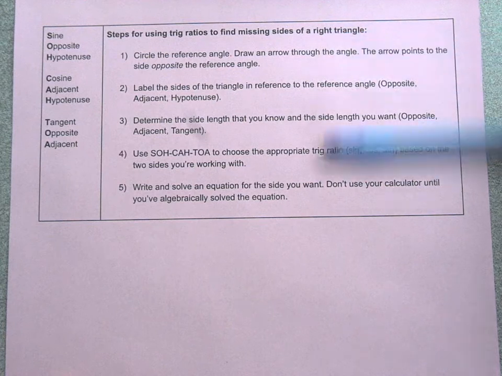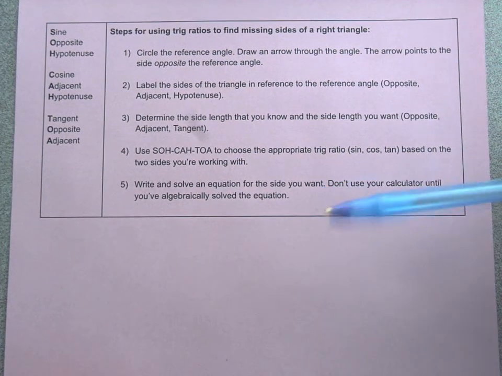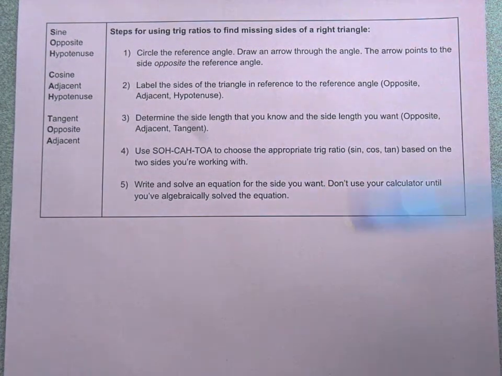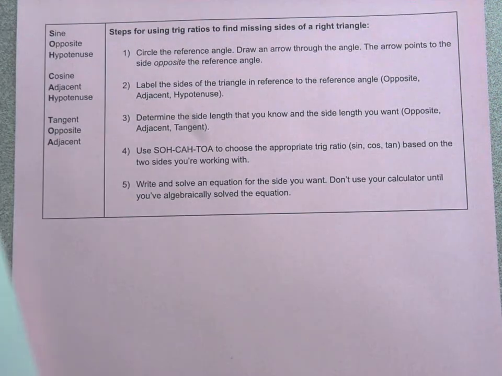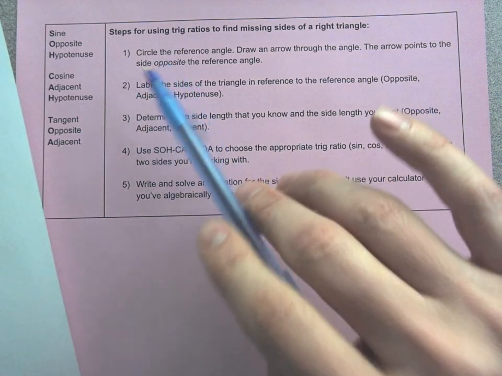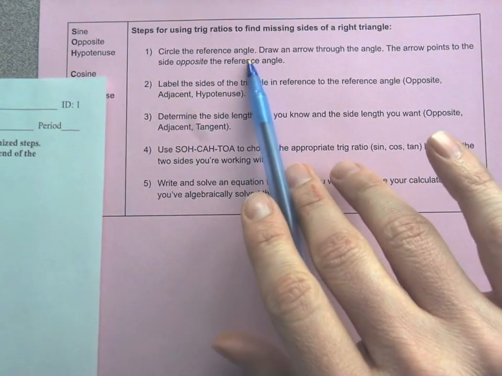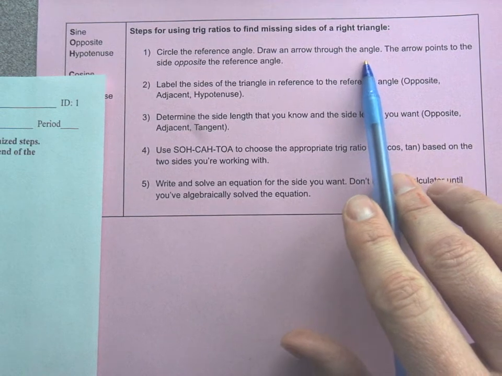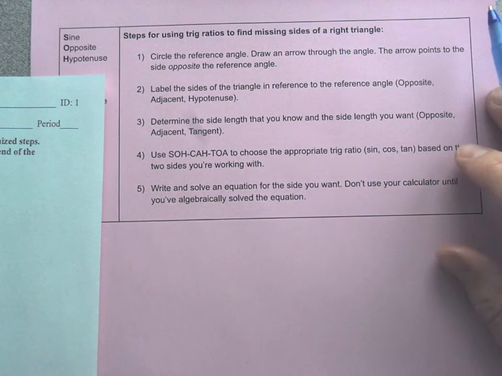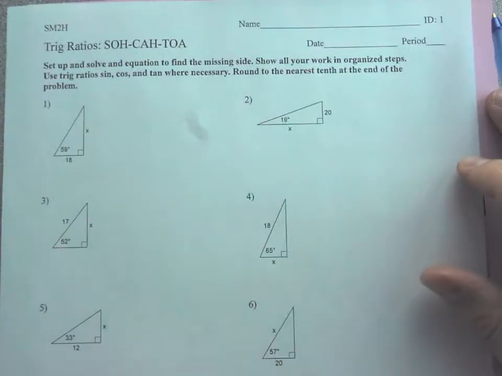Okay, here are some steps that we can follow when we're finding missing sides of a right triangle. So we're going to run through these, and we'll do this with one of your homework problems as an example. Okay, so the first step here is to circle the reference angle. In your homework, there's going to be an angle that's not a 90-degree angle floating around in there, and you need to circle it. Okay, draw an arrow through that angle, and the arrow points to the side opposite the reference angle. Okay, let's do that over here in step 1.